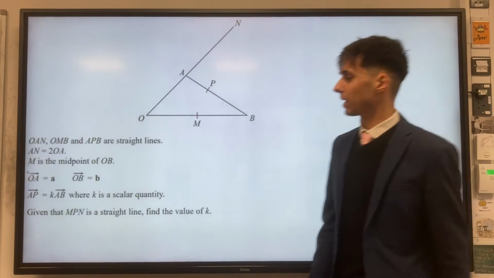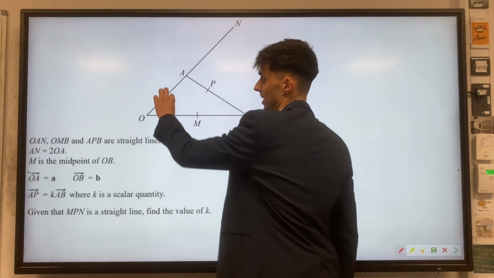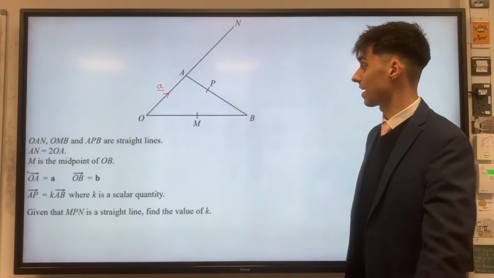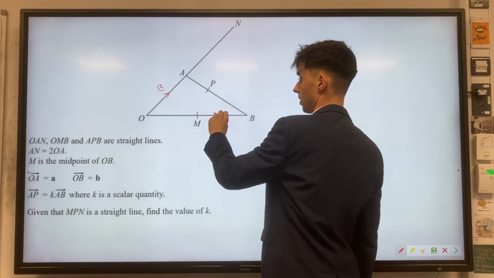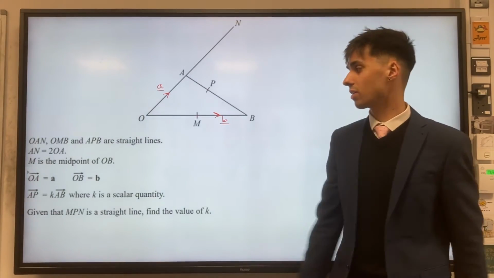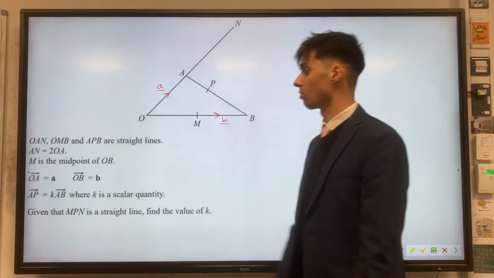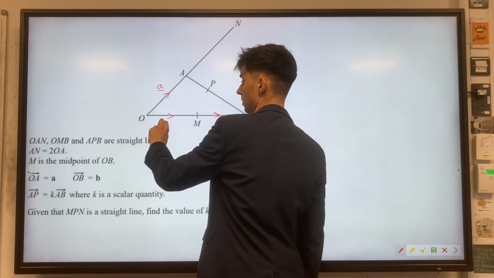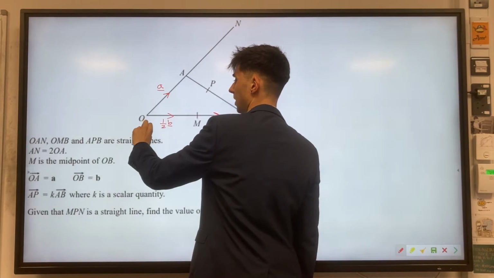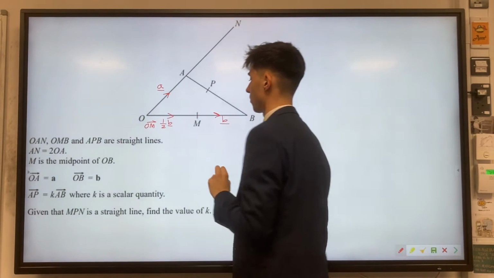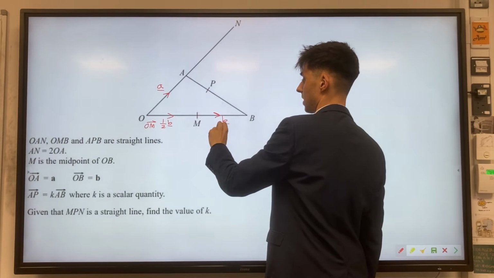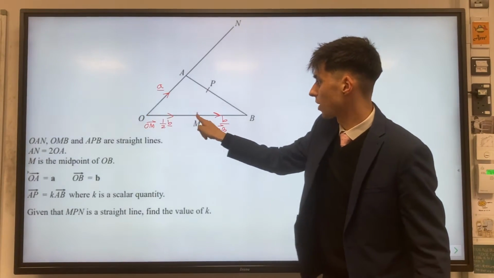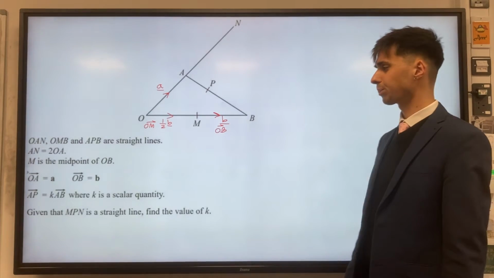So if we start off by labelling what we've got, O to A is vector A, and O to B is vector B. So I'm going to put in here B. We're also given M is the midpoint of OB. So I can actually go ahead and add O to M. It's just a half B. And I'll make it really clear. This is for OM, and I'll put OB here as vector B. So we're not getting confused between this just being our half and this being our full thing.